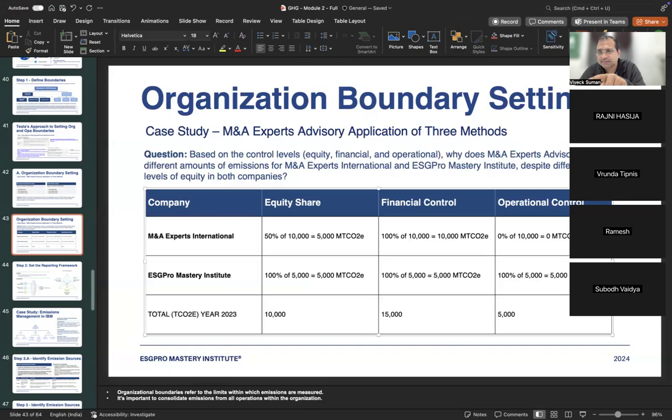Rajni ji. I will take, as a manager, I would like to disclose less carbon, so there's less trouble for me. Okay, so you will take which one? I'll take operational control. Third. Brinda, please tell me which one.